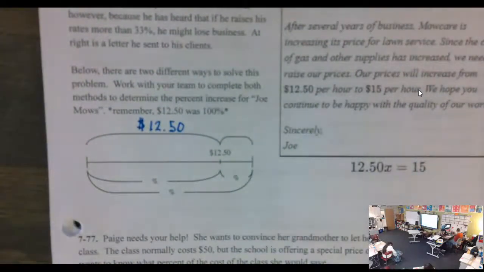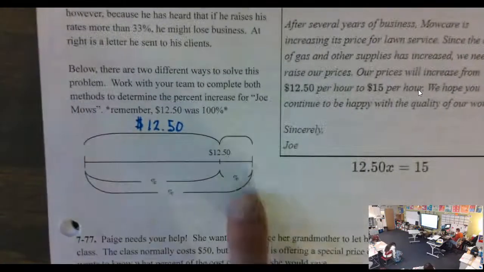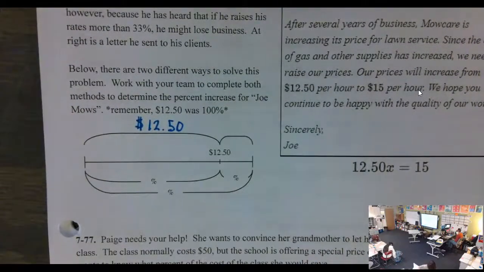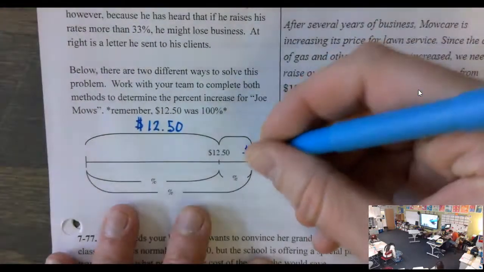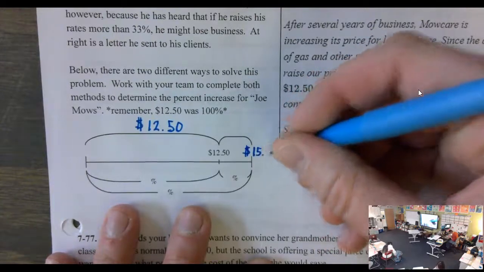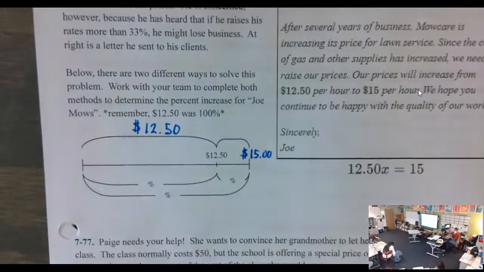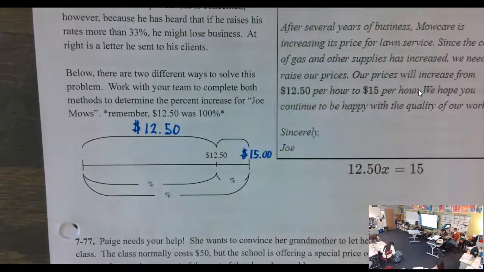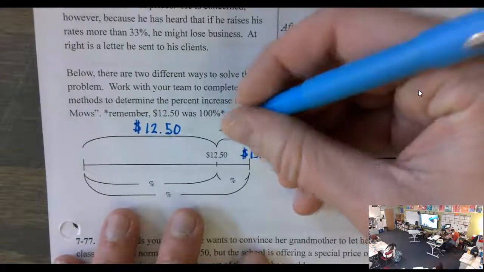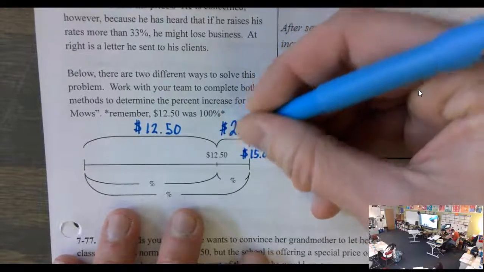Grant Burrier. Thank you. What did they say the new price was going to be? $15. And what increase does that take to get from $12.50 to $15? $2.50.